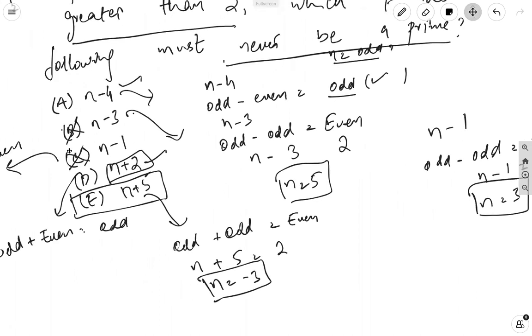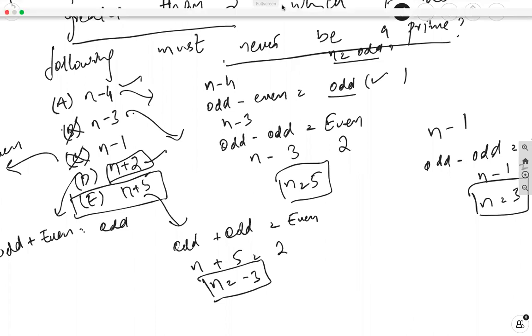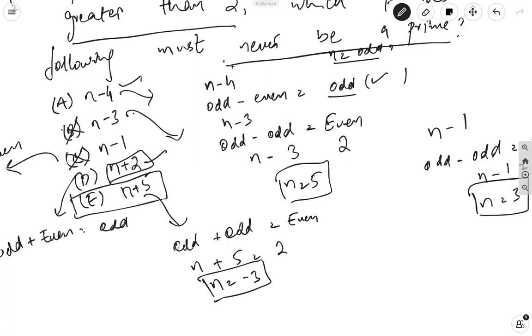That means we can't evaluate 2. We don't consider 2 in this series. I want to say that we can't take n as 2 in our answer sheet. The point is that we can't take n as 2.